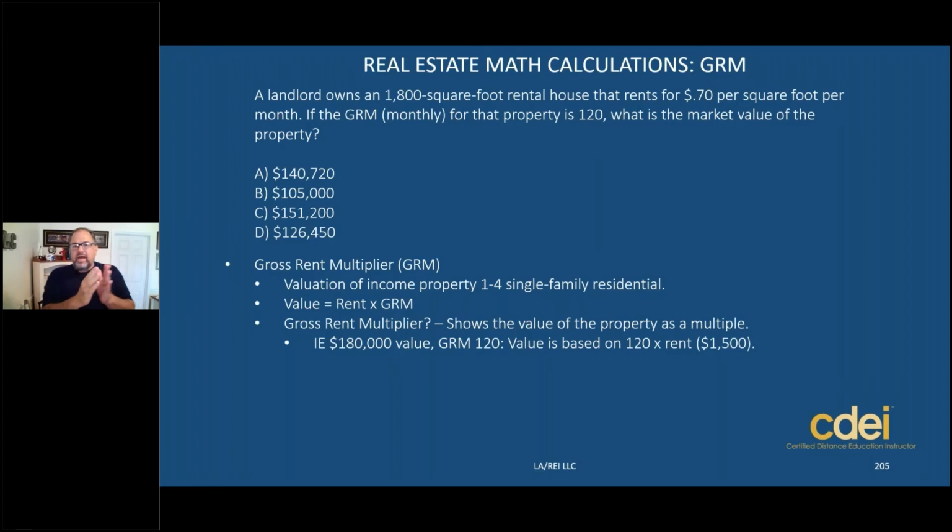So 180,000 means that at $1,500 a month, the value of the property is going to be 120 times that rent. In theory, that's what GRM means. Now, if you take the rent, that's what you've got to calculate here first.